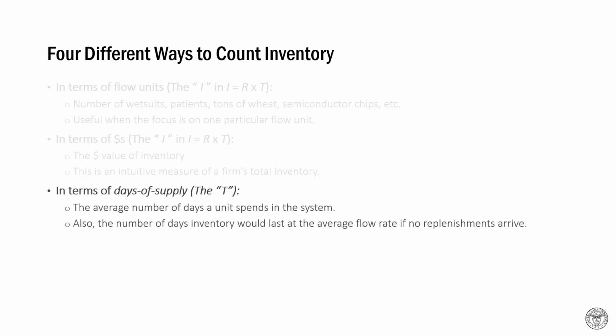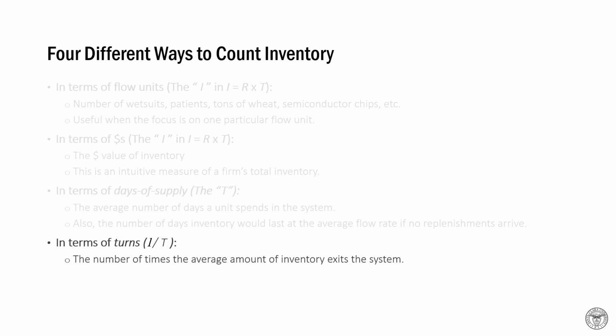The third way is in terms of days of supply, which signifies the average number of days a unit spends in the system, or the number of days the inventory will last at the average flow rate if no replenishment arrives. Lastly, inventory can also be measured in terms of turns, which represents the number of times the average amount of inventory exits the system. These various methods of counting inventory provide different perspectives and insights about the process and system efficiency.